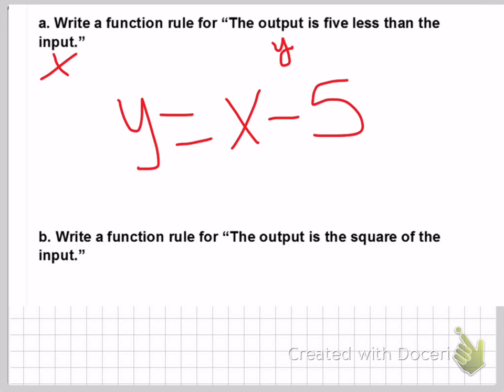Write a function rule for the output is the square of the input. So the output is our y, and our input is our x. So y equals the square of a number, which is x squared.